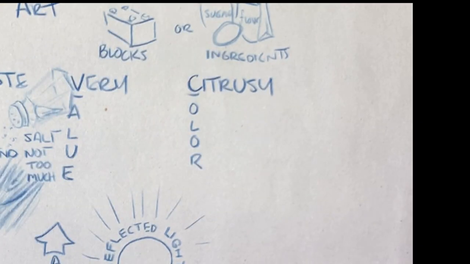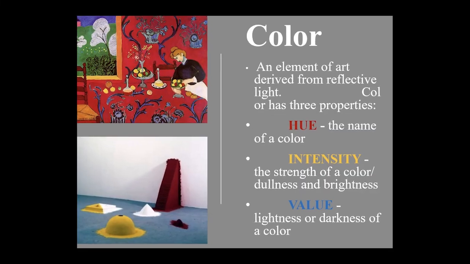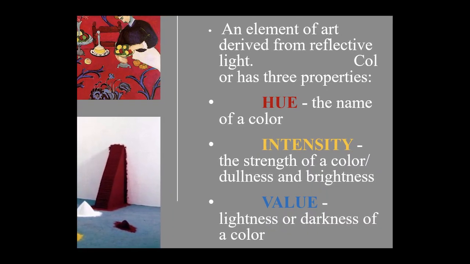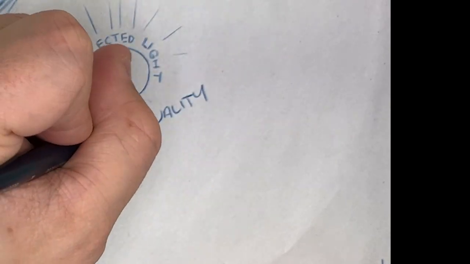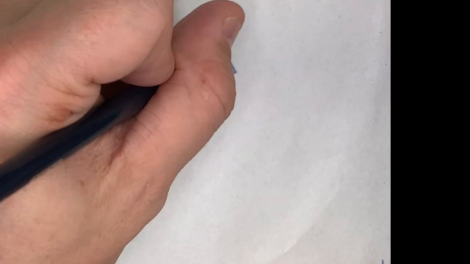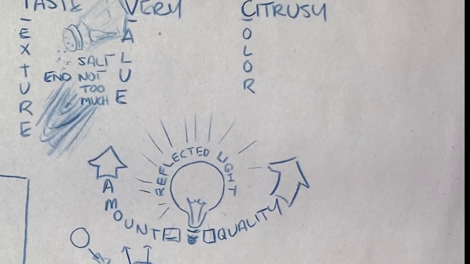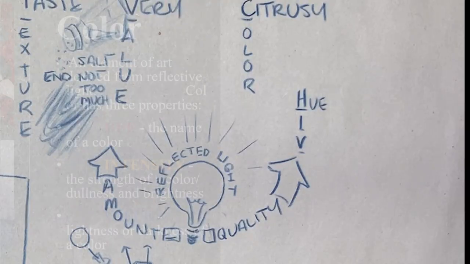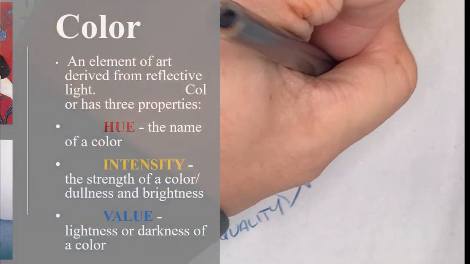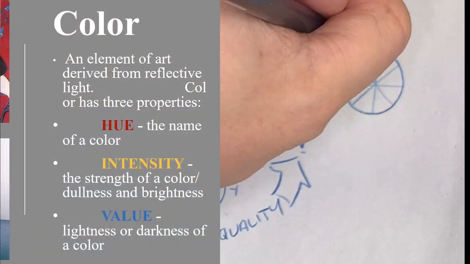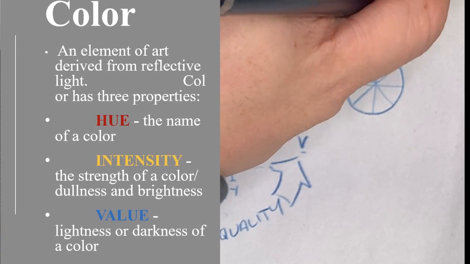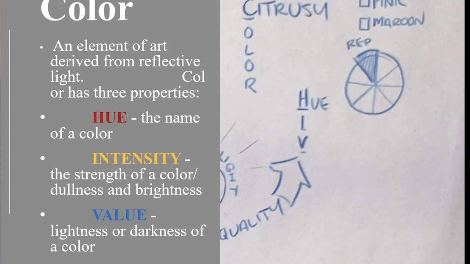This brings us to our final element, color. Color can be described using 3 different properties: hue, intensity, and value. Color, just like value, is reflected light. Whereas value is the amount of reflected light, color refers to the quality of that light. Hue is basically color. They mean pretty much the same thing.